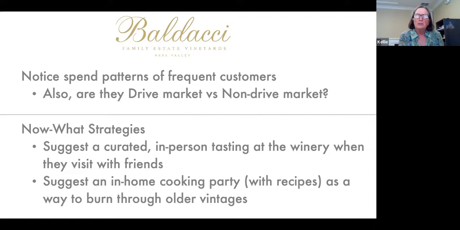We also do look at heavily whether they are in that drive market or not. If it looks like they're in the drive market, they come visit with us at least a couple times a year. We do try to bend them a little bit towards a membership program because of the complimentary tasting opportunity. So those would just be some quick things.